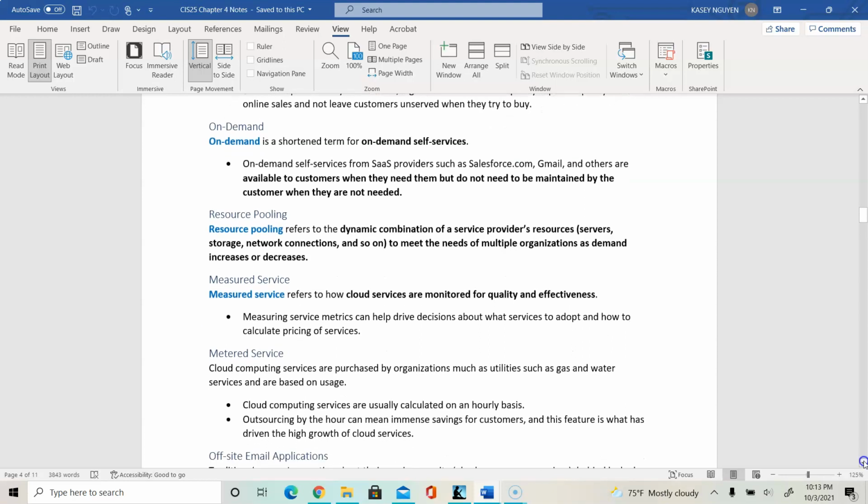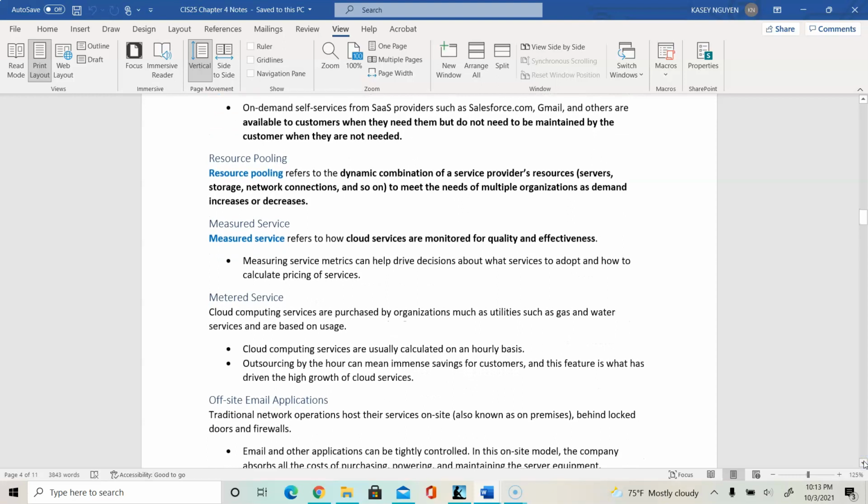So in the metered service area, you would see that the cloud services are calculated by the hour and the minutes, and then we can look at the savings based on whether the feature that would be provided is driven by high growth. So if you're able to invest in the cloud service and have a high return on investment, that will be more effective than if you have the service and you don't have such a high return on investment.